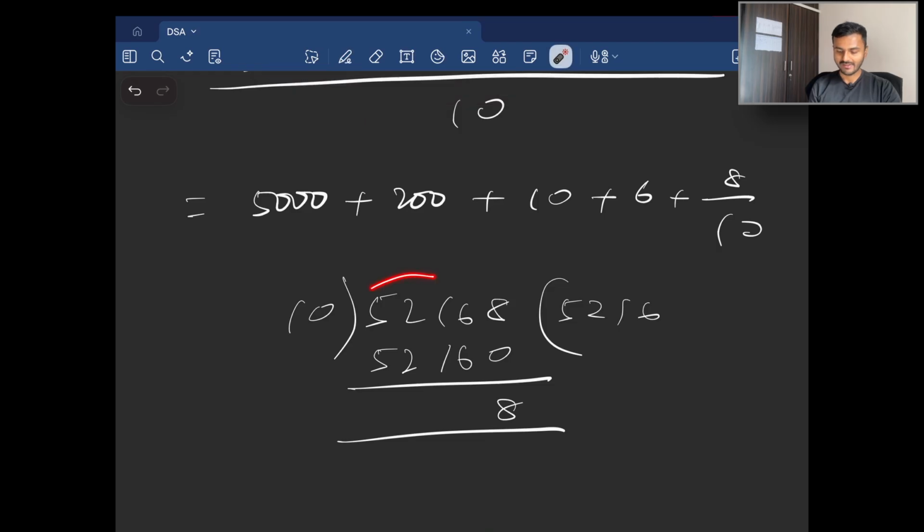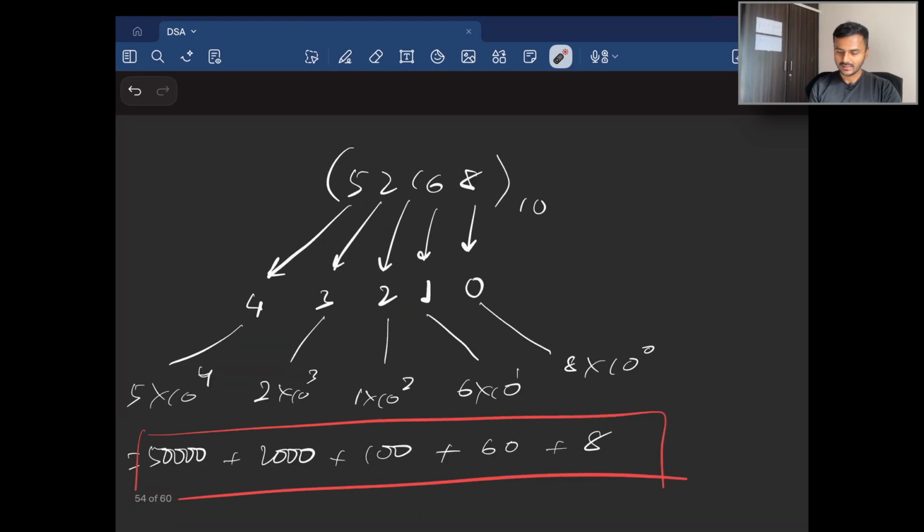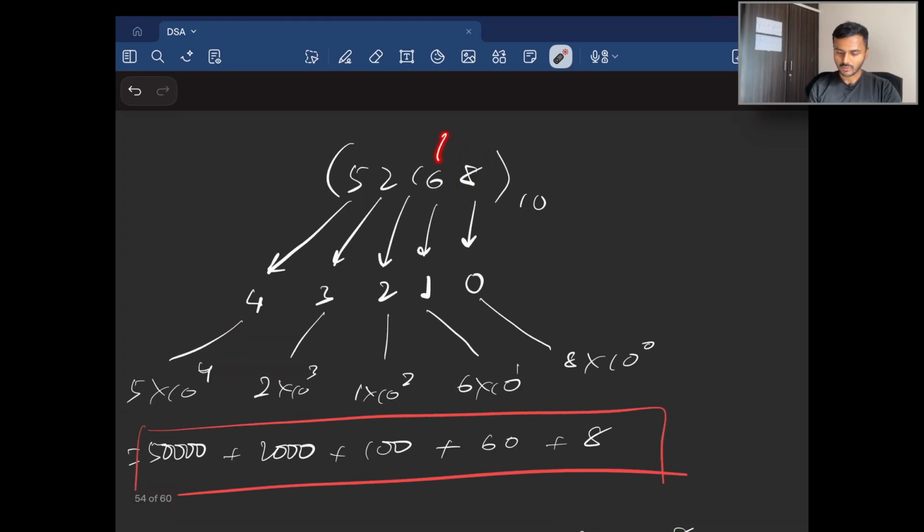So if you've got 52168 and you want to find 8, which is the last digit of the number, what you can do is divide that by 10 and collect the remainder. And that is how you will get the last digit. But what about the second last digit? How do you reach there?